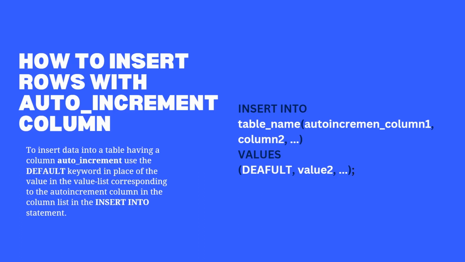First we specify the insert into keyword, then we specify the table name. After that we specify the auto increment column name, then the names of the other columns, then we specify values. In the values list, as we can see here, we provide the default keyword as the value for this auto increment column. Here we will not specify any exact value like 1, 2 or a name. Here we will use only the keyword default. So let's understand with an example.